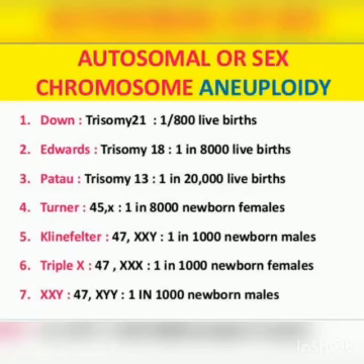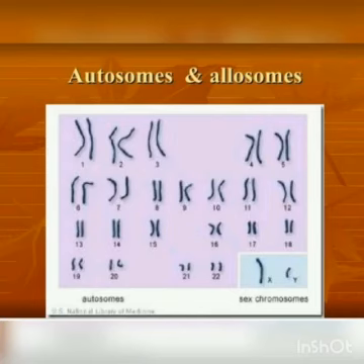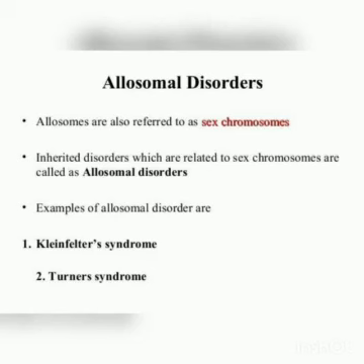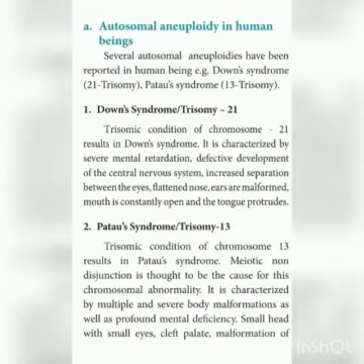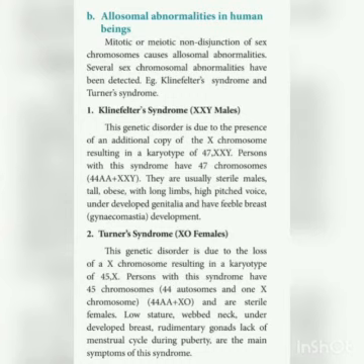This chromosomal disorder is divided into two, autosomal and allosomal. Autosomal means it has changes in the body cells, and allosomal means meiotic disjunction of sex chromosomes takes place. So autosomal aneuploidy includes Patau syndrome and Down syndrome, and allosomal abnormalities include Klinefelter syndrome and Turner syndrome. We will see one by one.